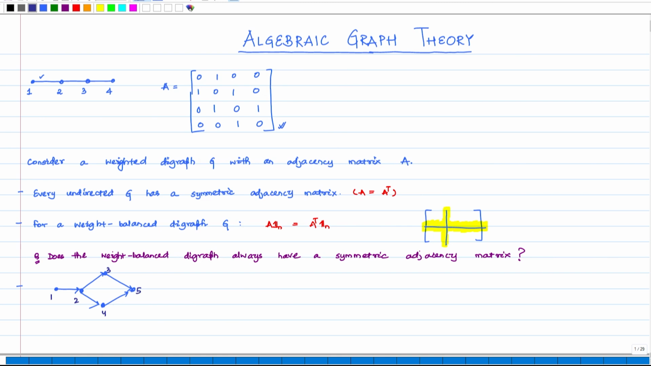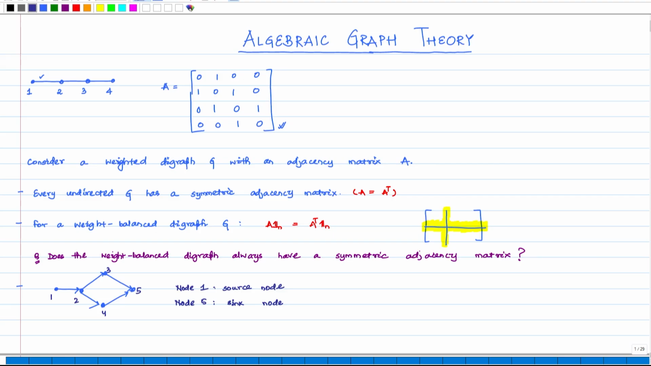Now, from the definitions that we know from before, node 1 acts as a source node and node 5 acts as a sink node. What is a source node? A source node is a node which only has outgoing edges and no incoming edges, and similarly a sink node is a node which only has incoming edges and no outgoing edges. Are there any interesting properties that the nodes associated with sinks and sources satisfy in the adjacency matrix?